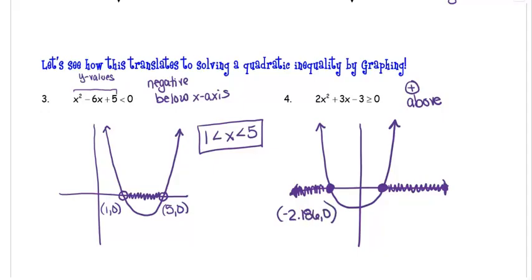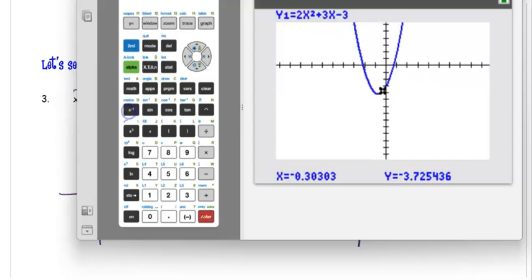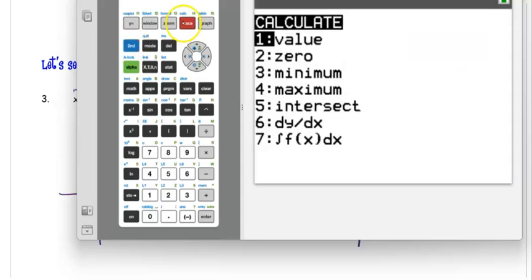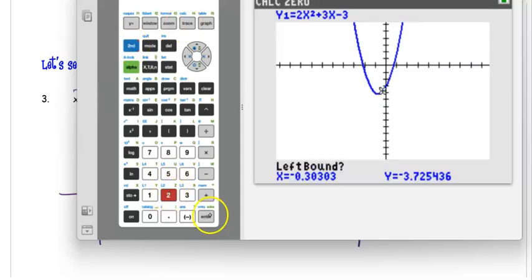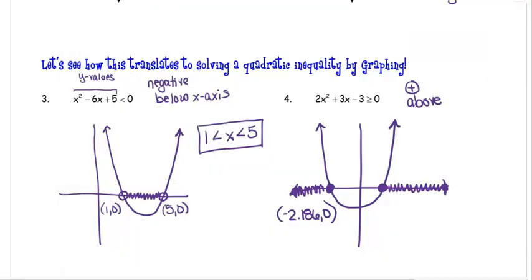And then I'm going to do the exact same thing on the right side. I'm going to do second trace. I'm going to arrow so I am on the left side of it and click enter. Oops, let's try that again. Second trace, 0, arrow to the left side of it and click enter. Arrow to the right side of it and click enter. And then I'm going to take a guess, and I see that I'm at 0.6860.